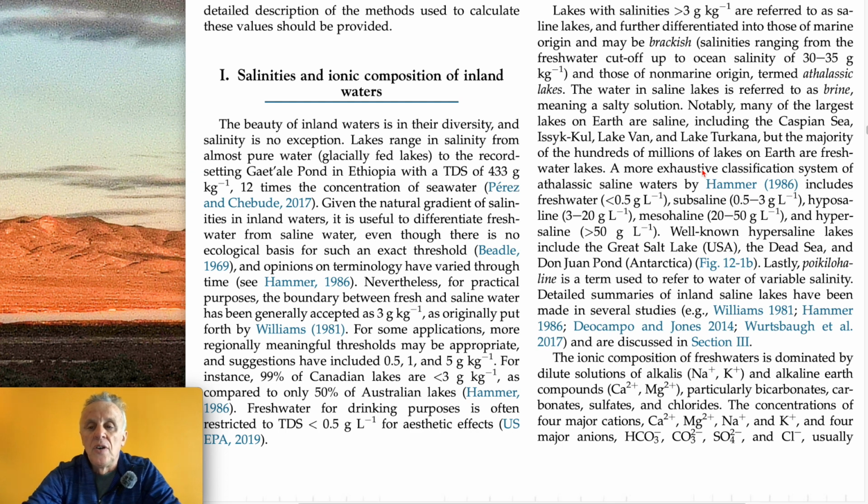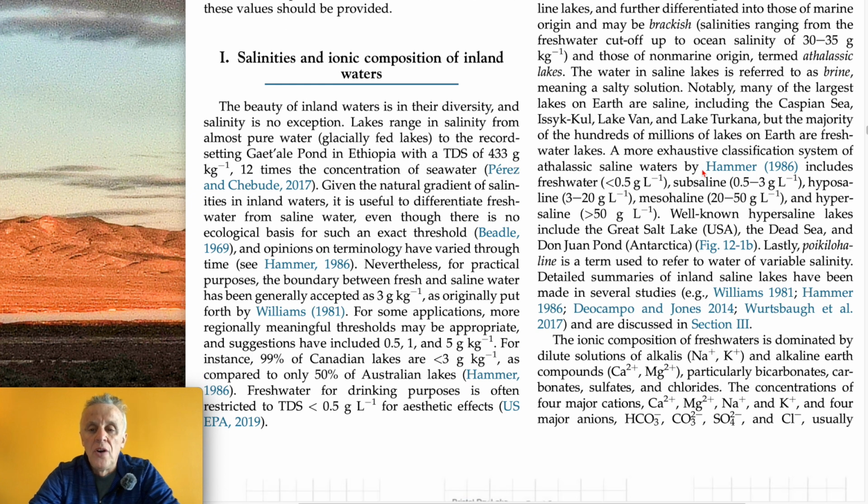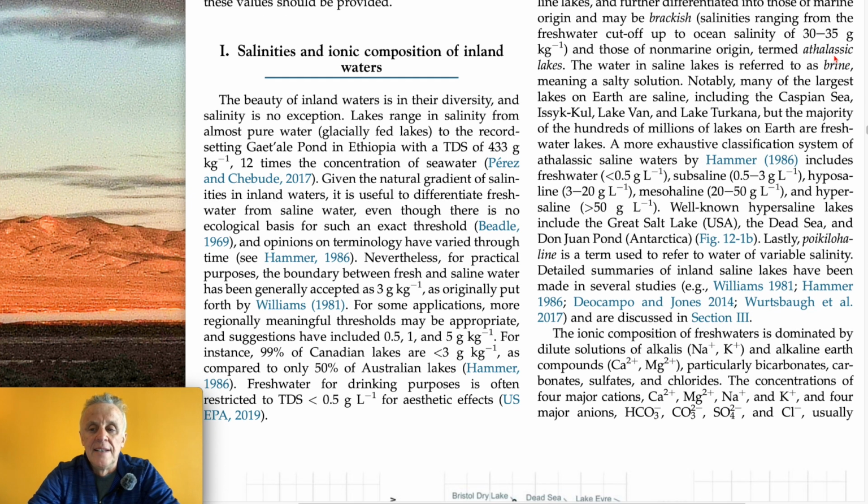Lakes with salinities greater than 3 grams per kilogram are referred to as saline lakes and further differentiated into those of marine origin, which may be brackish, with salinity ranging from the freshwater cutoff up to ocean salinity of 30 to 35 grams per kilogram, and those of non-marine origin, termed athalassic lakes. Thalassa is sea, so athalassic means something that doesn't come from the sea.